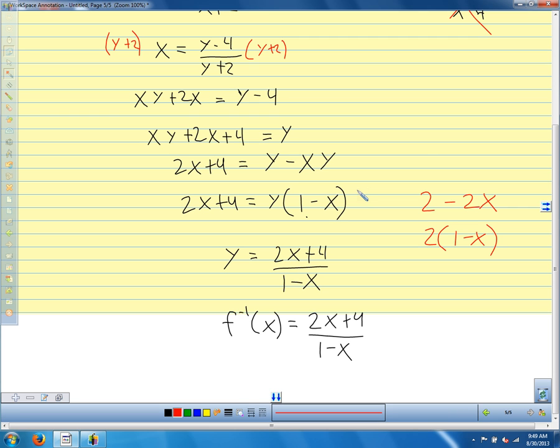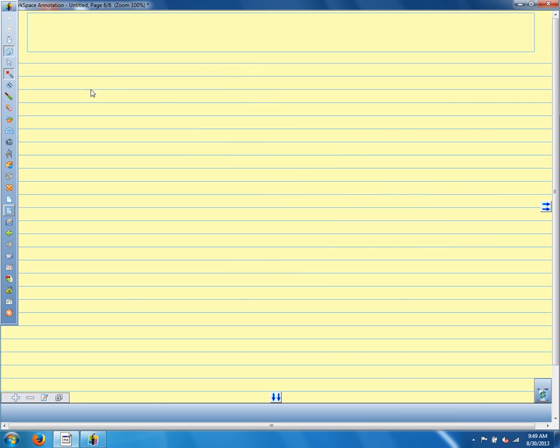All right, so finding inverses: switch x and y, solve for y. Verifying inverses: form the composition, see if you get x back out. Reflect the graphs over the line y equals x. Table of values: switch. Those are kind of the big picture things about inverses.